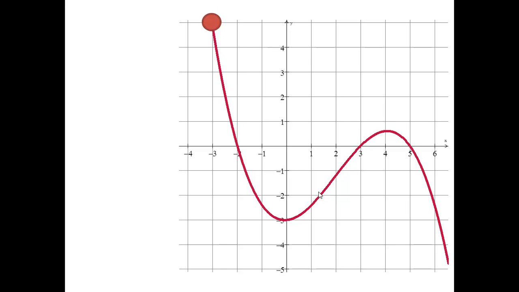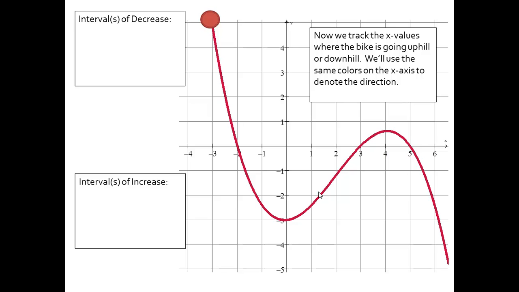Alright, so he's going to start going downhill, and at this point here, he starts to go uphill. He starts to move up, which is a good thing for him. And then he starts going downhill in this next portion here. So this is the basic movement of this graph.